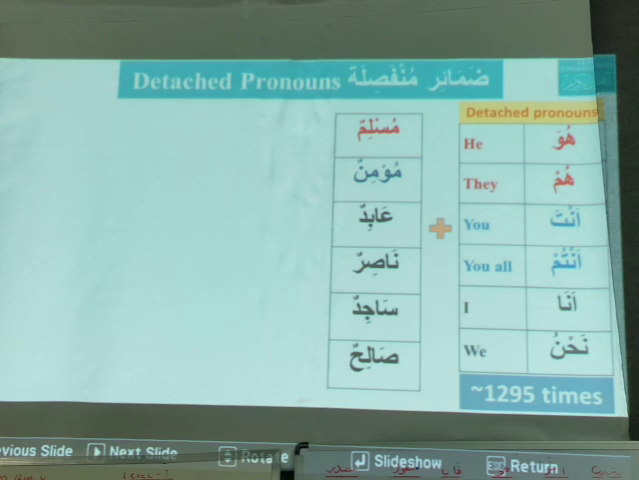What is the meaning of huwa abid? He is a worshipper. Hum abidun, they are worshippers. Anta abid, you are a worshipper. Antum abidun, you are worshippers. Ana abid, I am a worshipper. Nahnu abidun, we are worshippers. Clear?